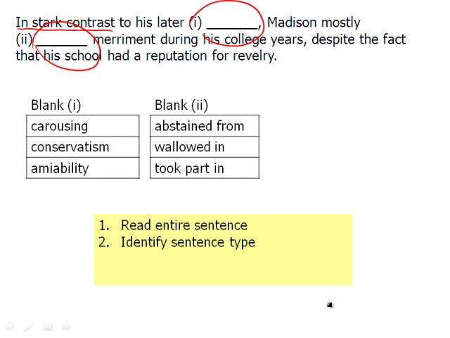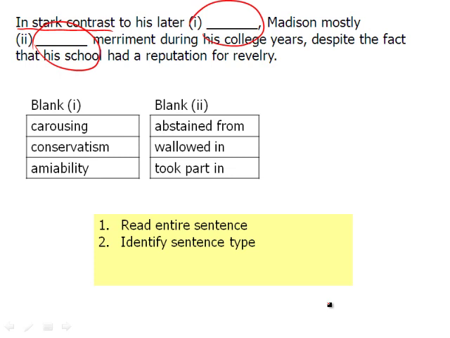So in stark contrast to his later fun guyness, again, I'm making up my own words here, Madison mostly avoided merriment. Or in stark contrast to his later crazy guyness, Madison mostly... actually, crazy guy and fun guy is the same thing, so I take that back. In stark contrast to his not such a fun guy, Madison mostly invited merriment. So the point is these two blanks are opposite. That's great. We know the relationship between these two blanks, but how do you know which one is which?